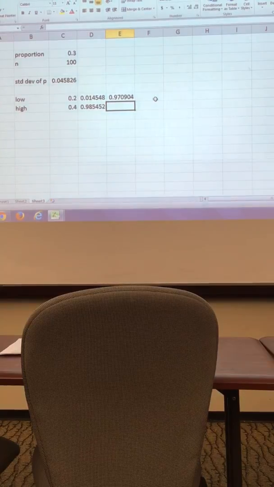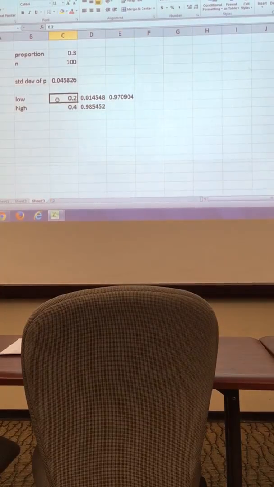So the second part of the question says, what is the probability that the sample will be between 0.25 and 0.35? So now we want to get slightly narrower. Instead of a whole 10% above and below the mean, what if we only went 5%?